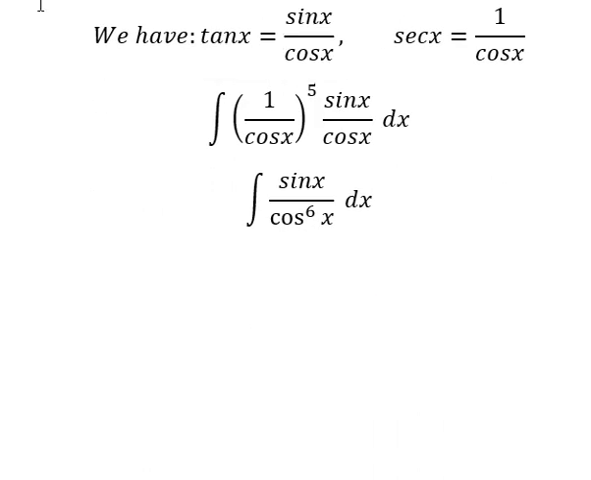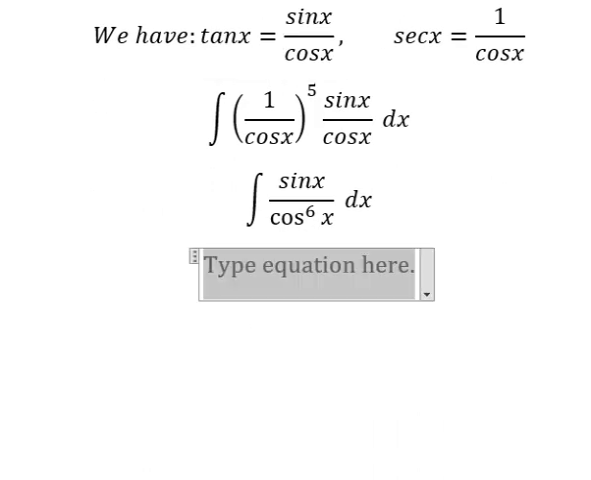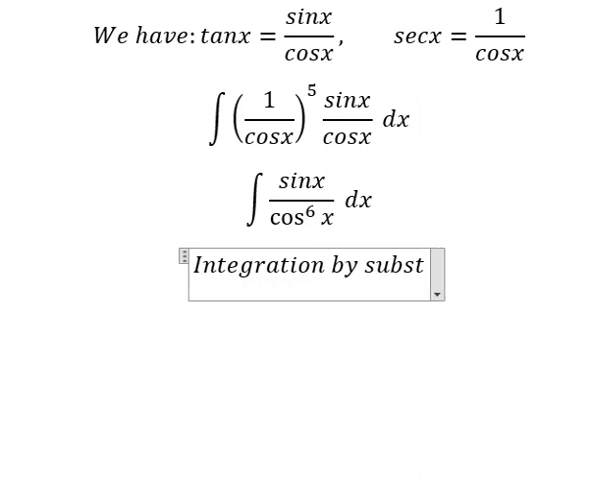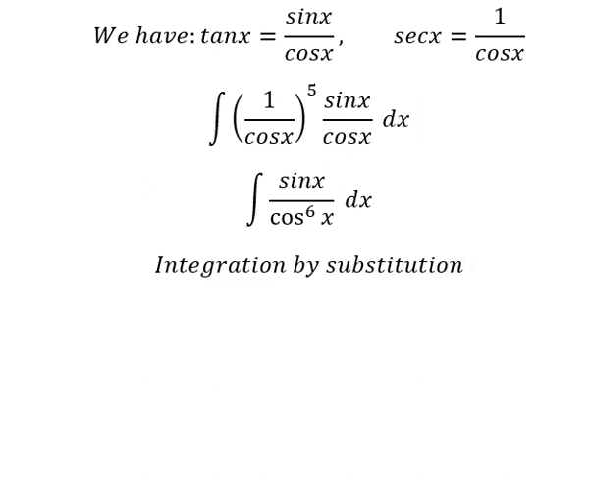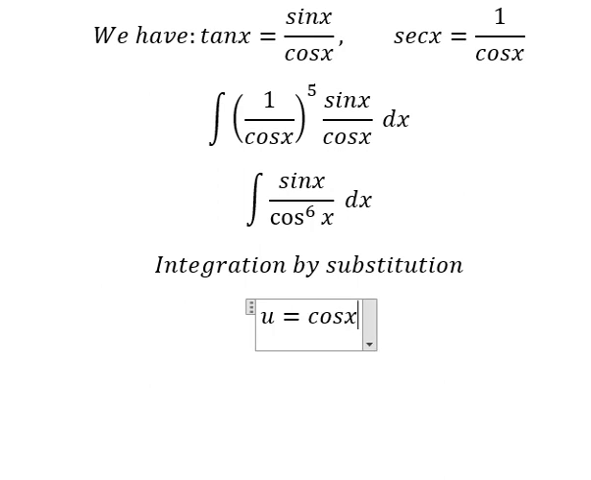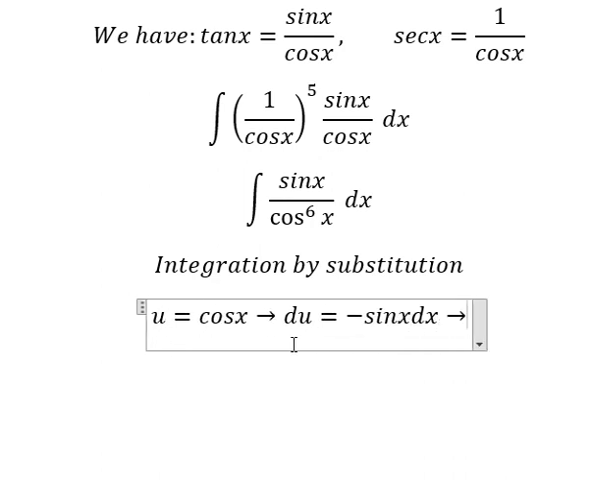Next, we need to use integration by substitution. So I will put u equals cosine x. After that, we need to first take the derivative of both sides, because we don't have the negative sign in here. So I will move this one to the left.